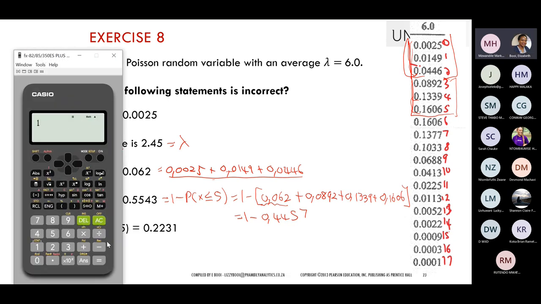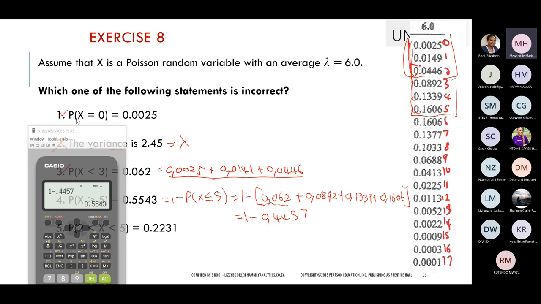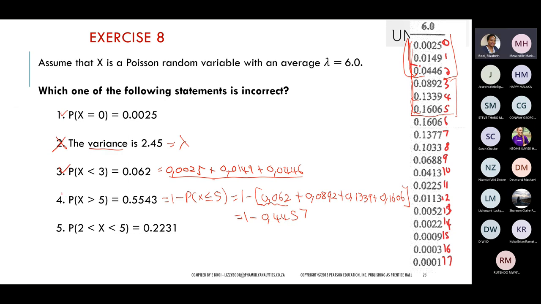Then I can subtract 1 minus 0.4457. And the answer is 0.5543, which is the same as what we have. Which then is correct. The last one says we need to find the value between 2 and 5.